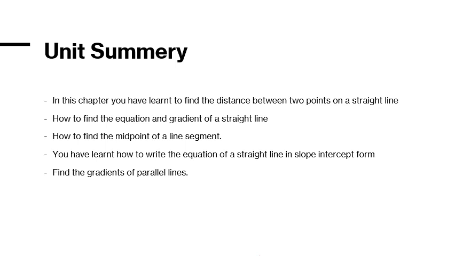Unit summary: in this chapter we have learned how to find the distance between 2 points on a straight line, how to find the equation and the gradient of a straight line. We also learned how to find the midpoint of a line segment, how to write the equation of a straight line in slope-intercept form, and how to find the gradients of parallel lines. Finally, we looked at the applications of coordinate geometry and solved one real problem situation where we came up with a model. That model can be used to determine the number of women MPs that might be elected in the years to come.